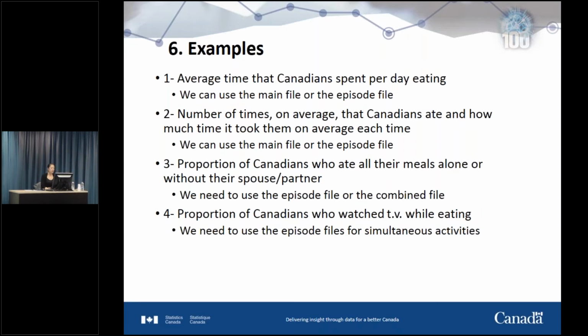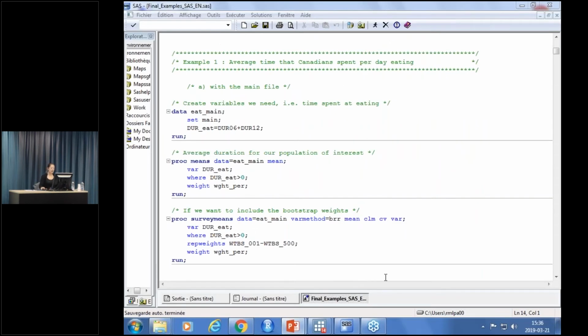And finally, I didn't talk much about simultaneous activity, but we will use it for this last example: the proportion of Canadians who watch TV while eating. So we need the main activity and the simultaneous activity, and we will use the episode file for this example. We will be looking at SAS programs and Stata programs.